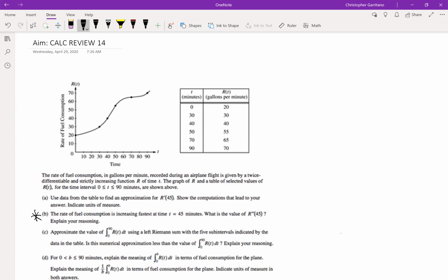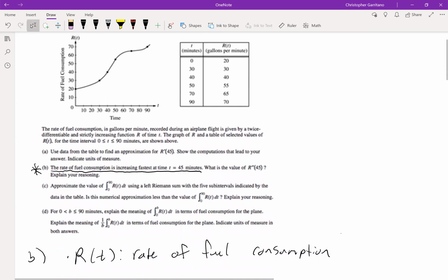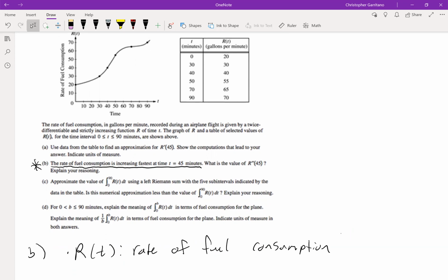we have seen this before. It just hasn't necessarily been worded in this way. So let's break down what this statement is saying. This very first statement: the rate of fuel consumption is increasing fastest at this time. Well, first of all, let's break it into components. Of course, the term rate of fuel consumption is our function r of t. All right, so r of t is the rate of fuel consumption.